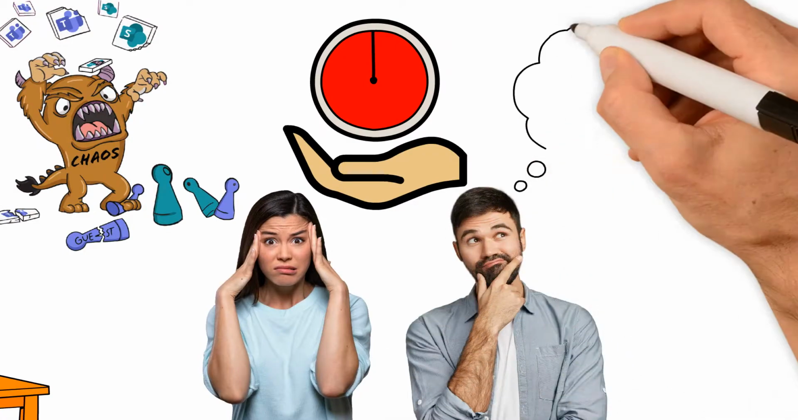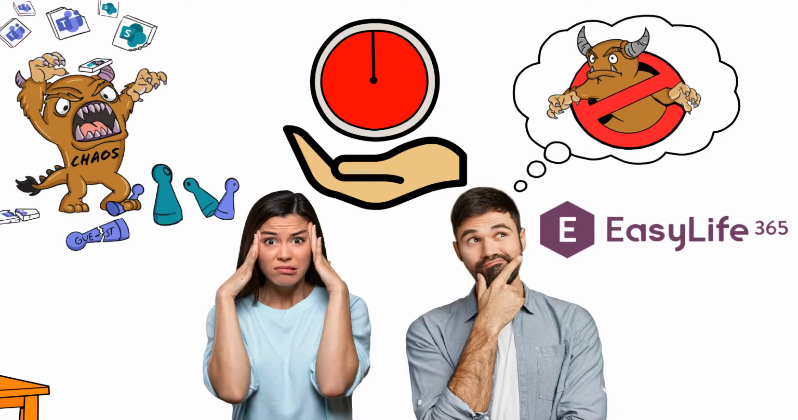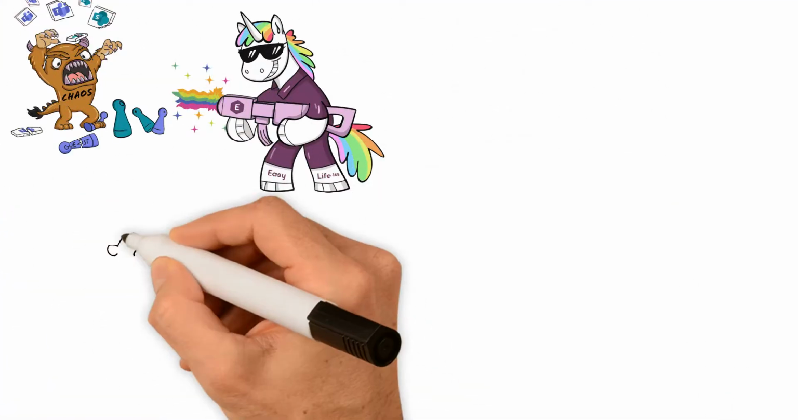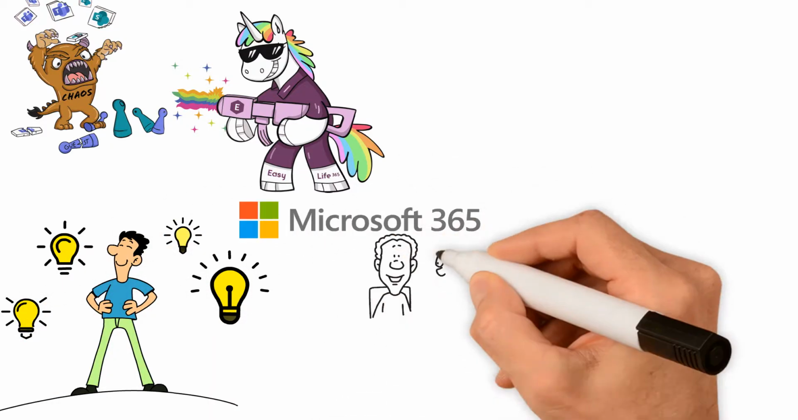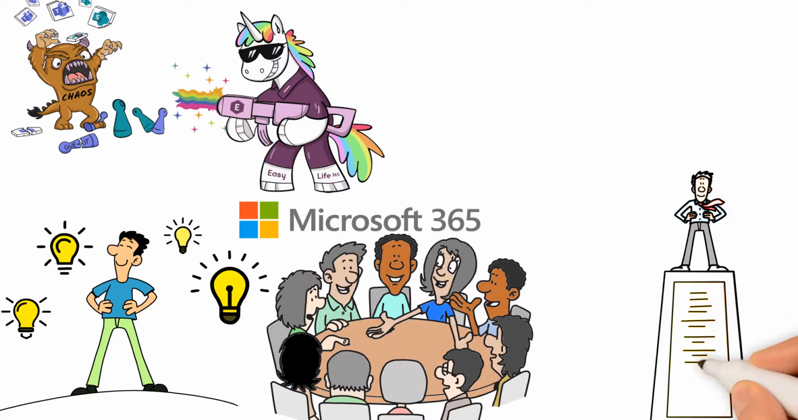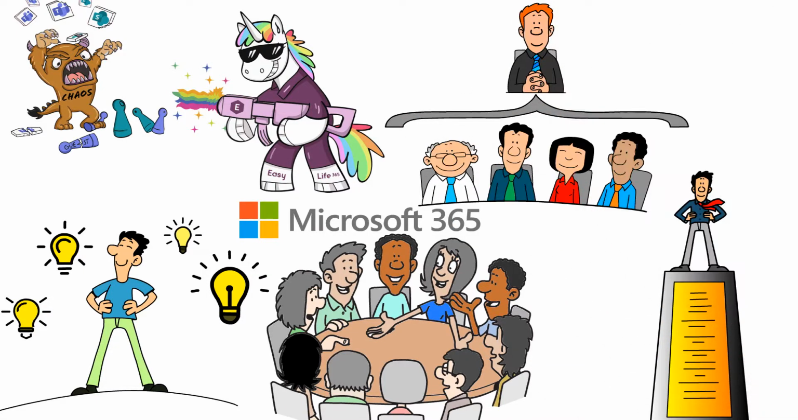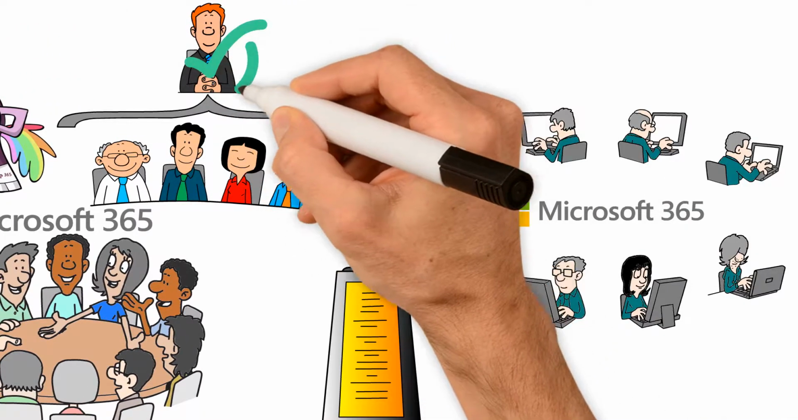So, how can you fight the chaos monster? With EasyLife 365. EasyLife 365 fights the chaos monster and allows you to build a self-maintaining Microsoft 365 collaboration environment. Essentially, it offers complete freedom for users, full control for administrators, and a Microsoft 365 ecosystem that's self-administered.